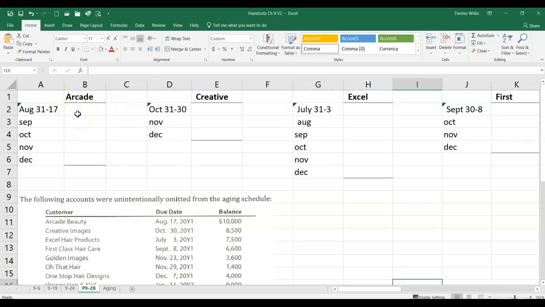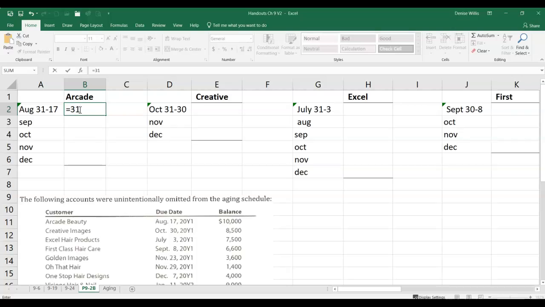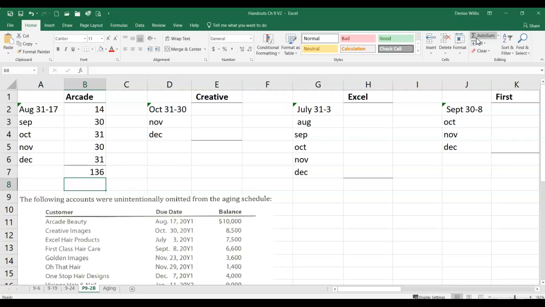What we're going to do to figure out how many days past due these all are is we take whatever month that it is due in. August, for example, here, August had 31 days. 31 minus 17. At the end of August, it was already 14 days past due, okay? Then we just add in the number of days in each month. September has 30, and then October is 31, November is 30, December is 31, and we add all those up. At the end of the year, we can see that Arcade was 136 days past due.